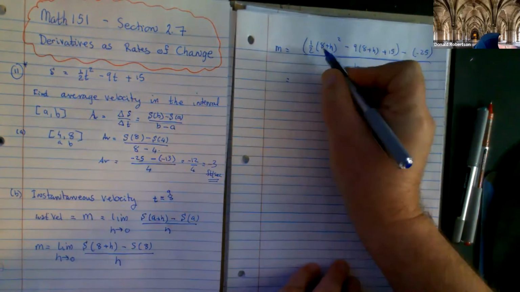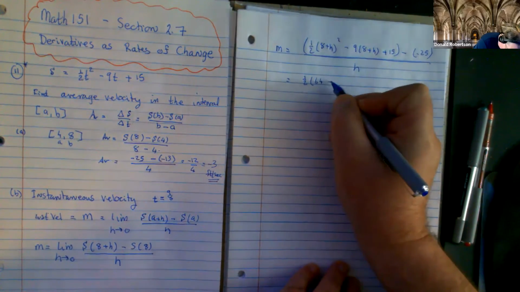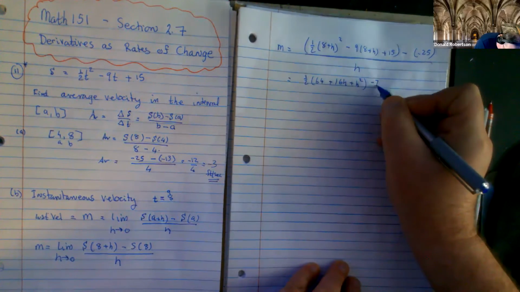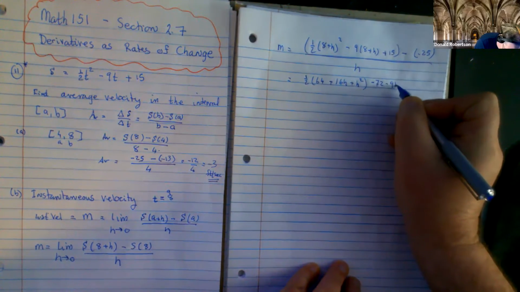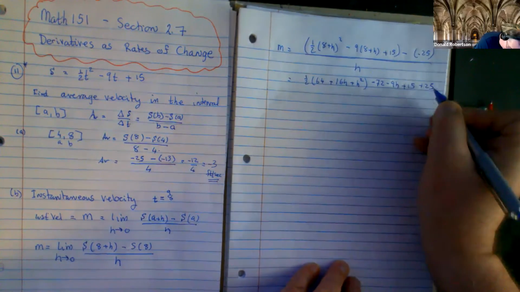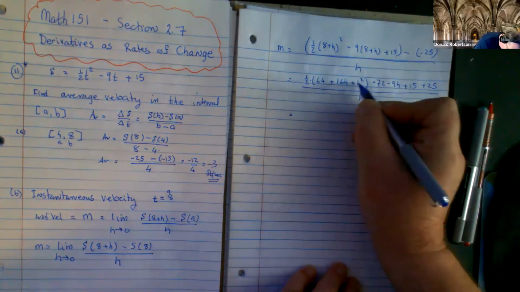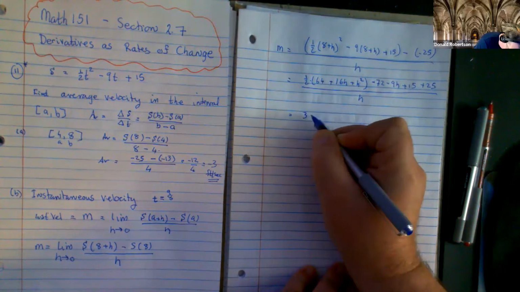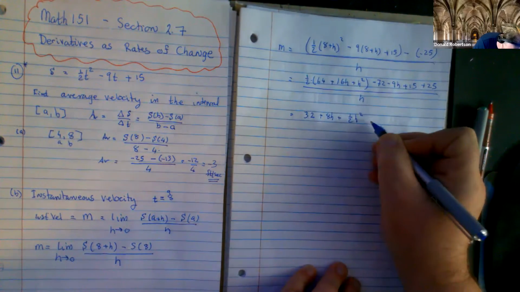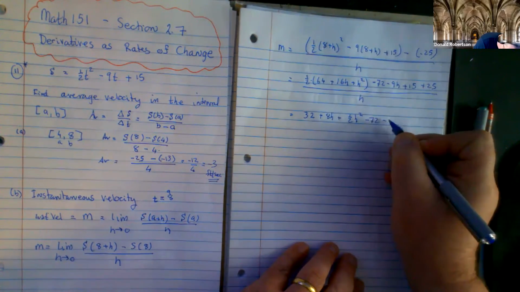If you FOIL this out, you get 1/2 of 64 plus 16h plus h squared. Distribute that, you get 72 take away 9h plus a 15 plus a 25. If you find a half of these terms by distributing it, you get 32, 8h and 1/2 h squared. I guess I could tidy up those numbers, but I'll do that the next line.